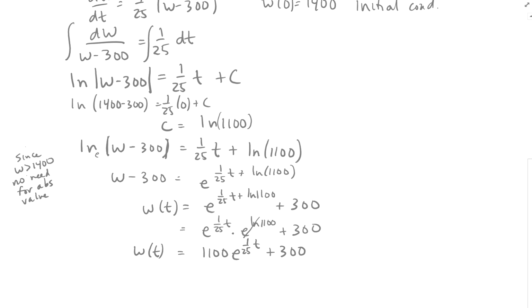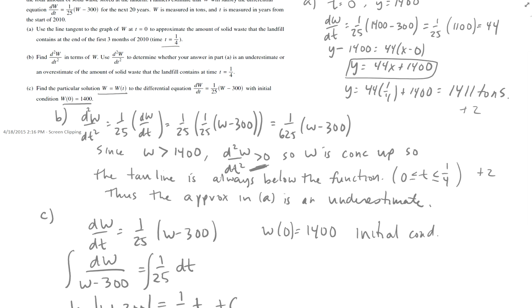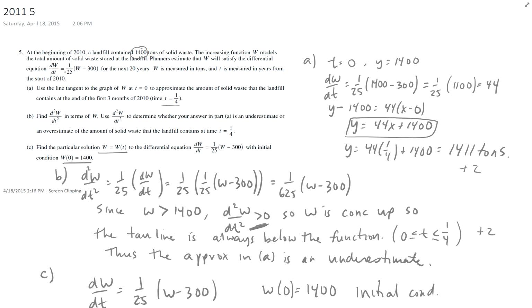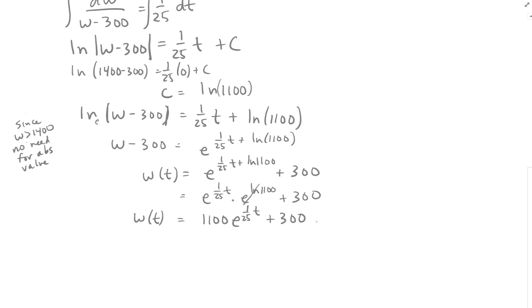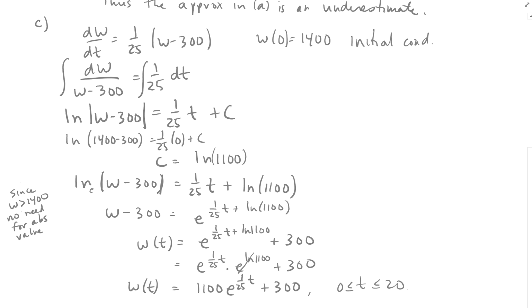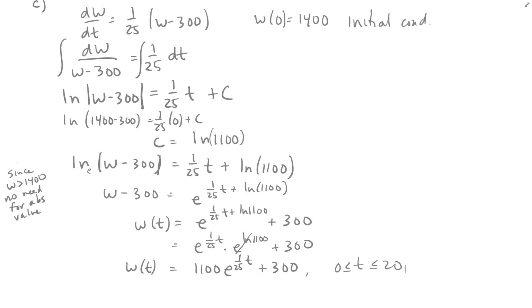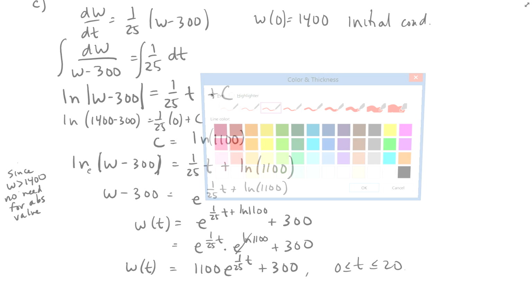Is there a limitation on the amount of time on here for the domain? If you go back to the original problem, it says this function works for the next 20 years. So this really is only valid for 0 less than or equal to t less than or equal to 20. But let me give you the breakdown on points for this so you know what you need to do on here.